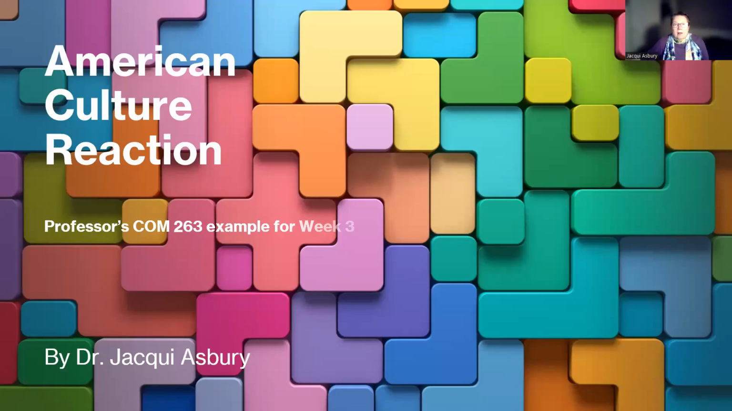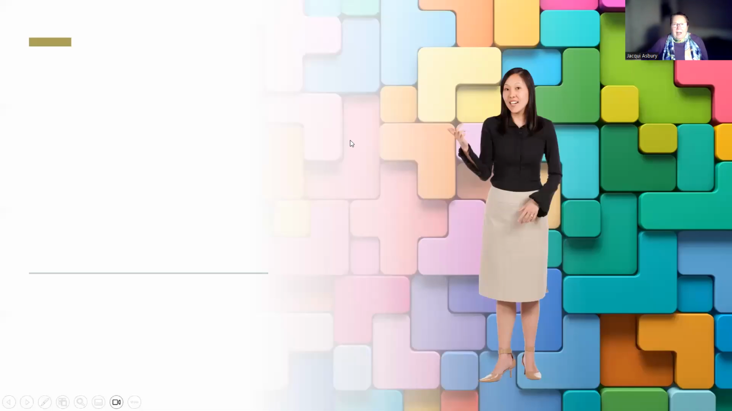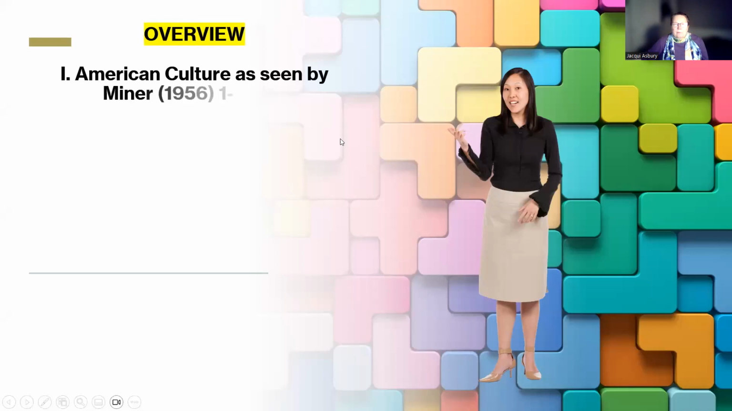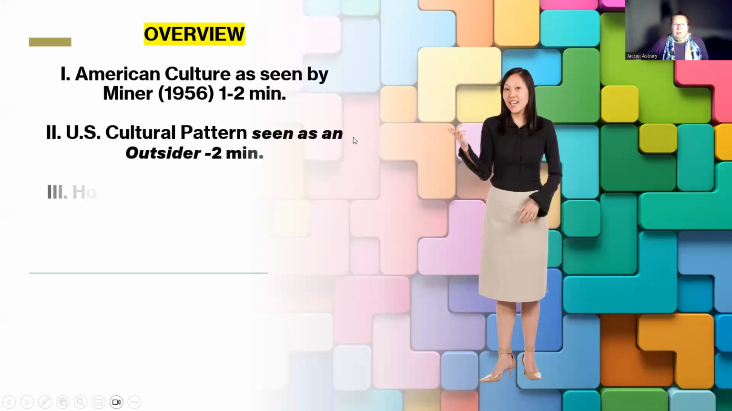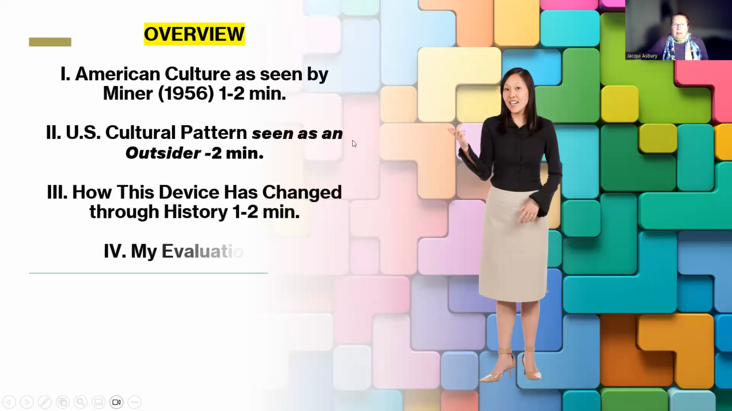This is a sample of the week 3 American Culture Reaction video that's required for COM 263. The first part of the assignment is to review the Horace Miner essay about American culture as seen from an outsider. The second part is for you to review a cultural pattern, your own ideas, as seen from an outsider. 2 minutes on that part.